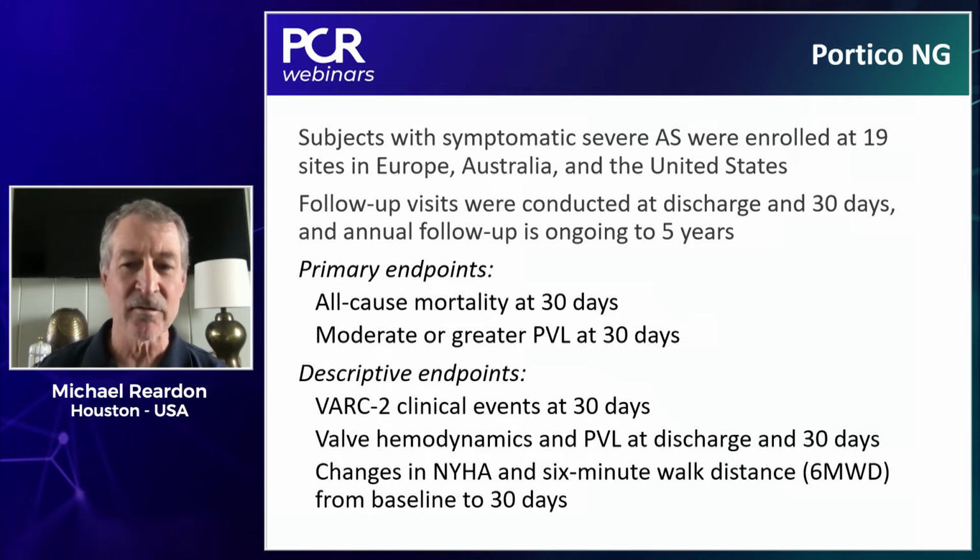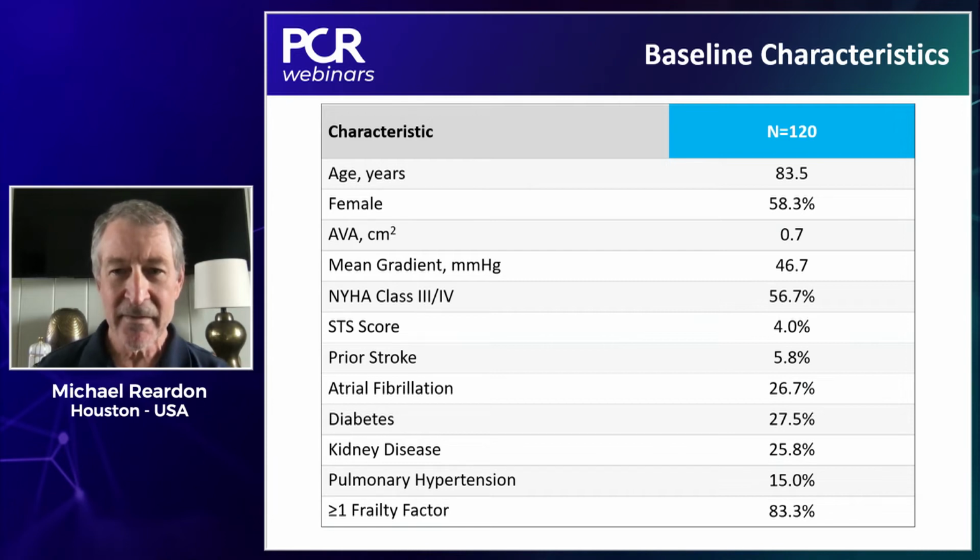I think as we move into lower risk younger patients, exercise capacity such as 6-minute walk is going to be increasingly important to us. These are the baseline characteristics. You can see they match high risk. They're almost 84 years of age, over 50% females, very small AVAs, very high mean gradients. Most of these people were in NYHA 3 or 4, so it's a pretty sick group, and an STS of 4, a little lower than we saw in the other high-risk trials.